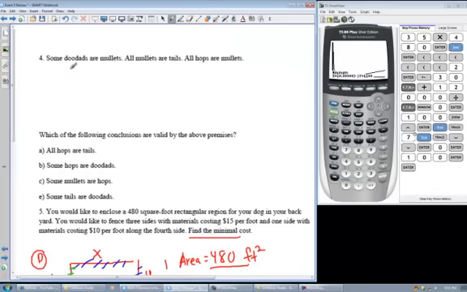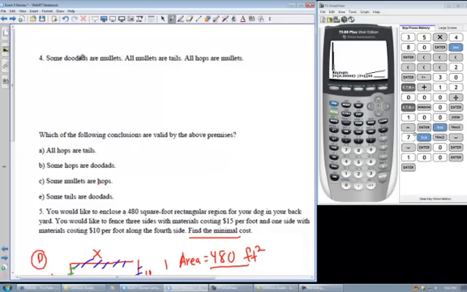And so this is number 4. And it says, some doodads are mullets, and all mullets are tails, and all hops are mullets. Which of the following conclusions are valid by the following premises? Okay, so what do we do? All right, you have to draw a picture, right? So you want to figure out, are all hops tails? Some hops are doodads, some mullets are hops, some tails are doodads, and so on.